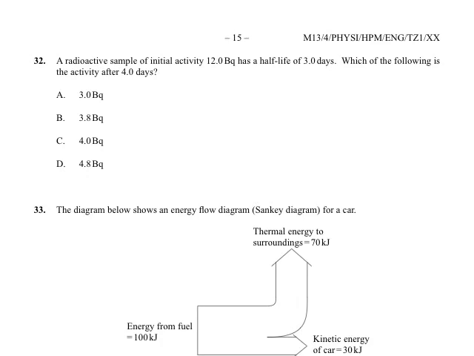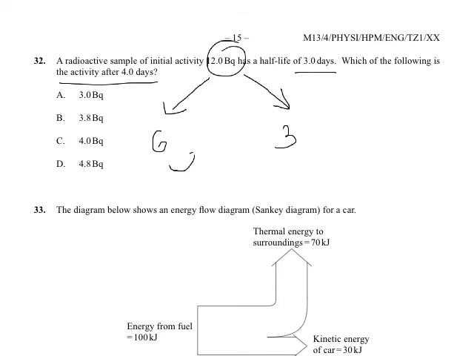A radioactive sample of initial activity 12 Bq has a half-life of 3 days. Which of the following is the activity after 4 days? Well, in one half-life, the activity goes down to 6. In 2 half-lives, the activity will go down to 3. The activity after 4 days would be closer to 6 than to 3, so the answer would need to be 4.8.